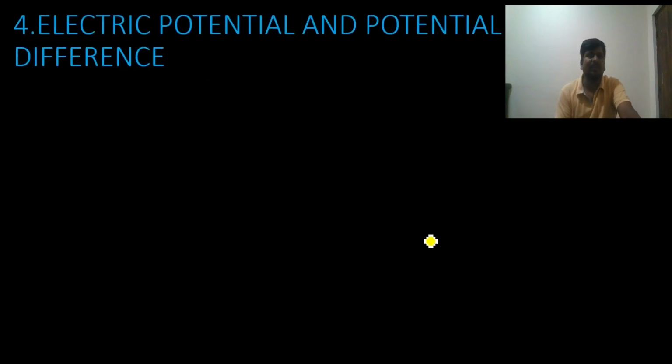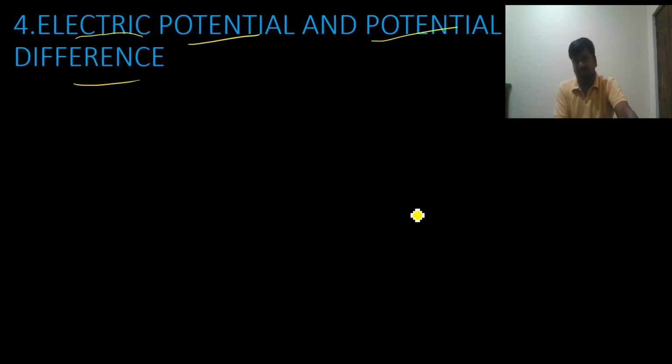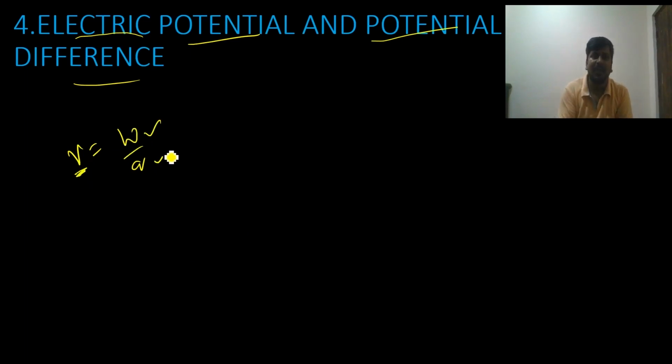And the next one, coming to the electrical potential and potential difference. What is the electrical potential and potential difference? Electrical potential is nothing but the work done to bring unit positive charge from infinity to the required field. So that is nothing but electrical potential. So you can see here V equal to W by Q.